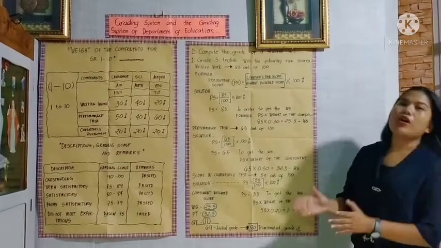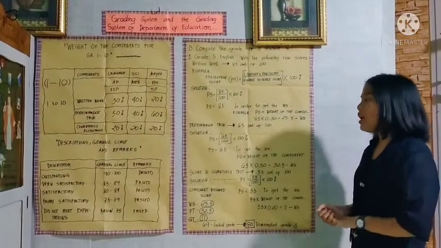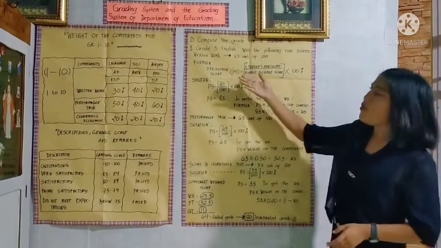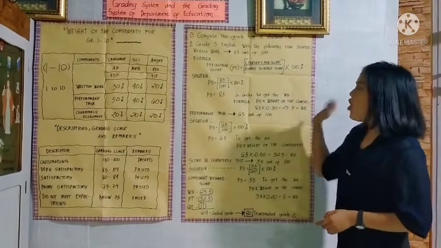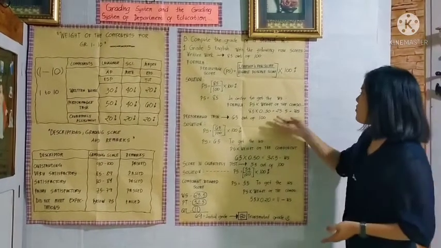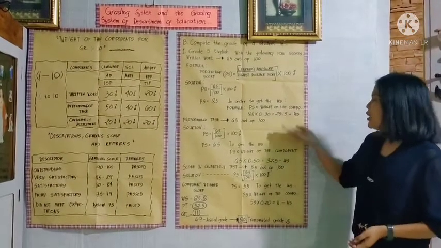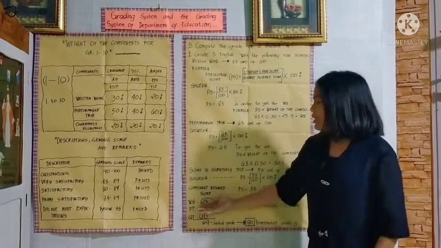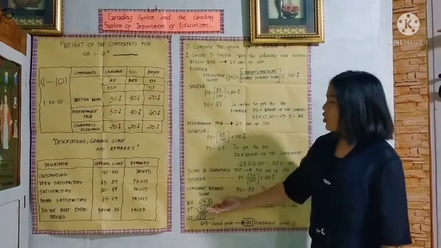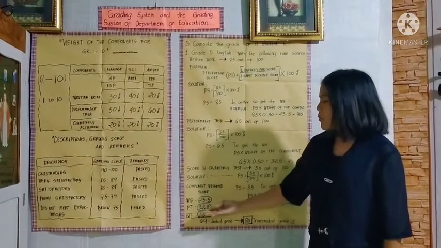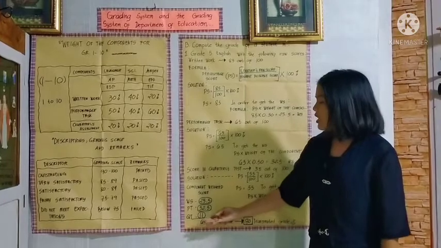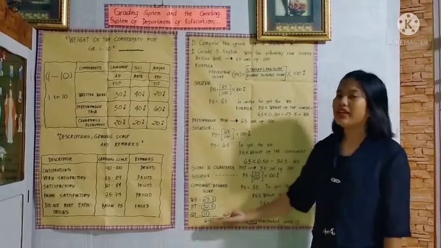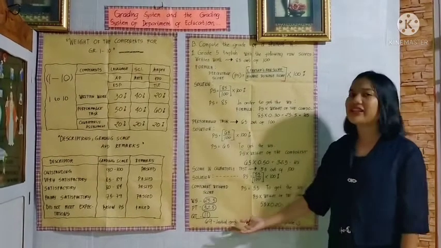Now, to get the final grade, we have to add all the weighted scores. After getting the weighted scores, all we have to do is add them all. We have 25.5, 32.5, and 11. Here, the written work weighted score is 25.5, performance task 32.5, and quarterly test 11. We add them all, so the total is 69. 69 is not yet the final grade.